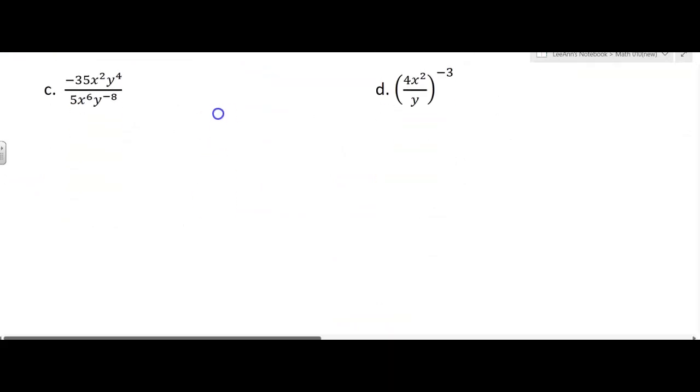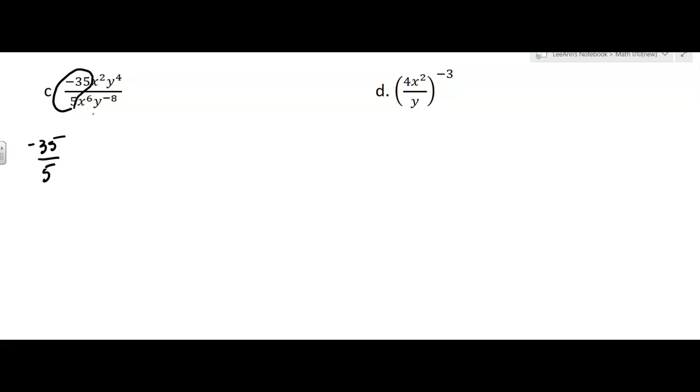Okay, we have another one here. We have division going on, so I'm going to have to do this division. I'm thinking, what's negative 35 over 5? I'll think about that in a minute. Then I'm going to use the subtraction rule. I'm not going to do uptown, downtown this time. You could, but I'm not going to. So I'm going to say x squared minus 6. Okay, that's the rule in division.